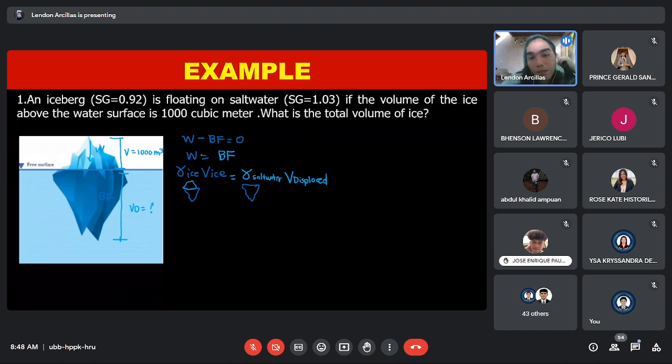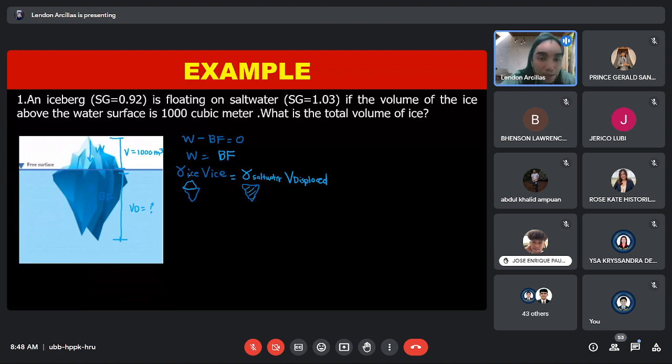Again, the weight of the iceberg is the specific weight of the ice, or I mean, the specific weight of the iceberg, which is 0.92, times their total volume, equal to the buoyant force. Ang buoyant force naman is yung nasa water surface, which is the specific weight of the salt water times the volume displaced. So, ang volume lang na dito nakuha is yung volume displaced.